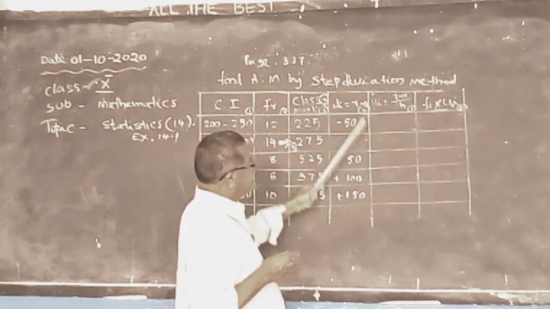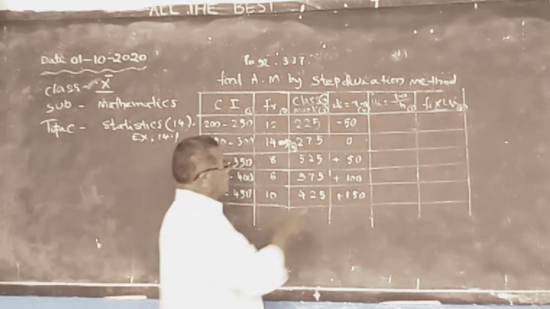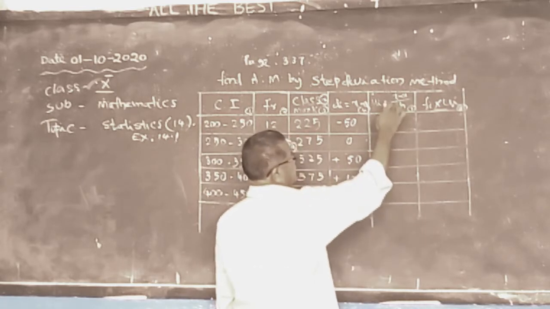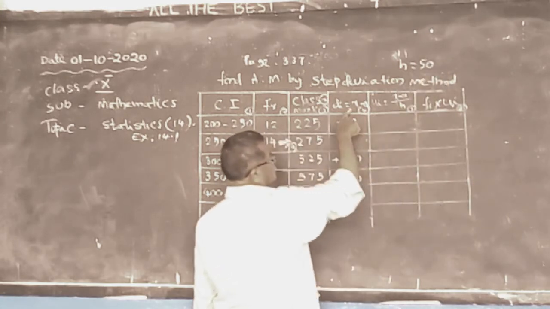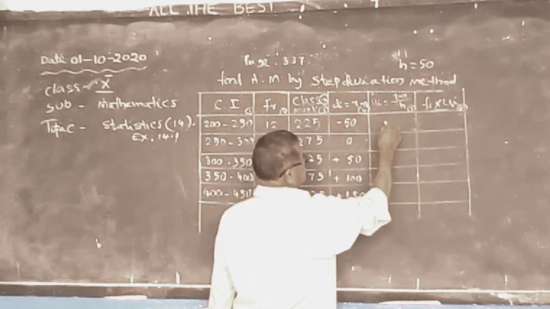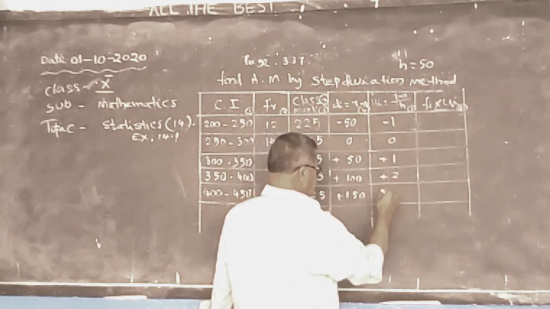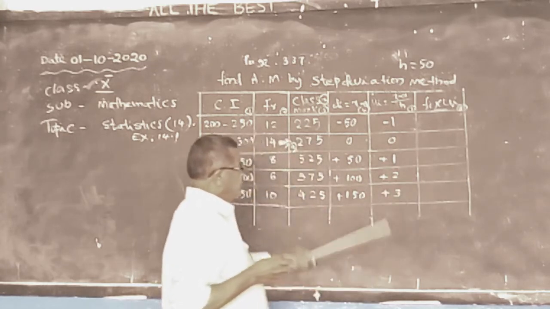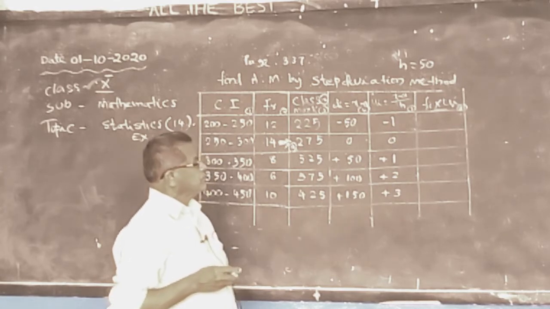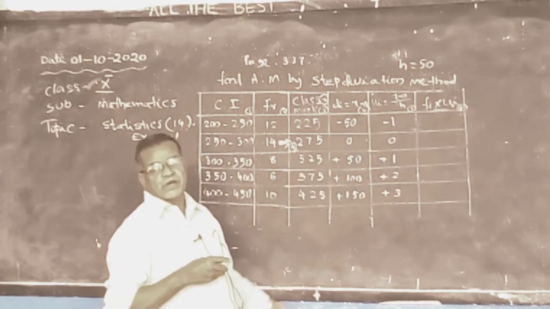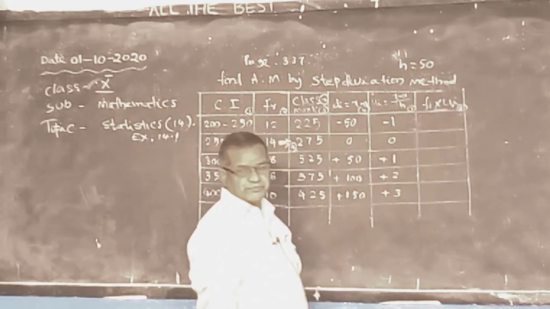And what is ui? ui is x minus A by h. Here h is the size of the class interval, 50. So the fourth column is divided by 50. So this is minus 1, 0, plus 1, plus 2, plus 3. This is ui.